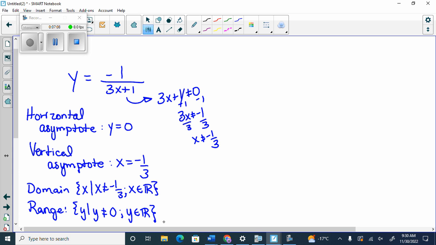What's the degree of the numerator? The degree of the numerator is 0. There's nothing there, right? So I could write x to the 0, could I not? So the degree is 0, it's a constant. What's the degree of the denominator? So is my numerator a smaller degree than my denominator or a larger? Smaller. Let's go back to our little notes.